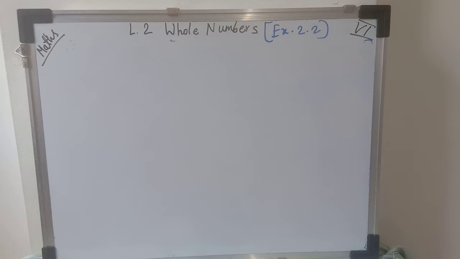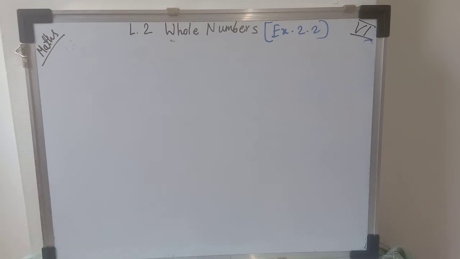Students, in the last session, we started our exercise 2.2 from lesson number 2, that is whole numbers. We solved three questions from this exercise, and I told you before that we'll see the D question from question number 3 again, because that question was a little bit different from the other questions. The same property we have to use, but that question was a little bit different.